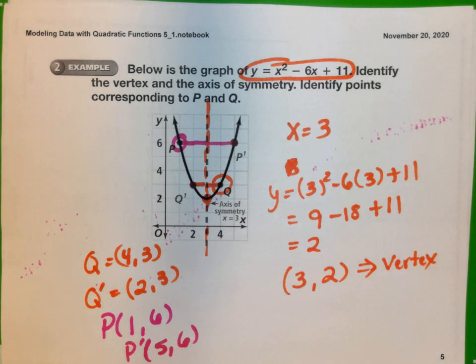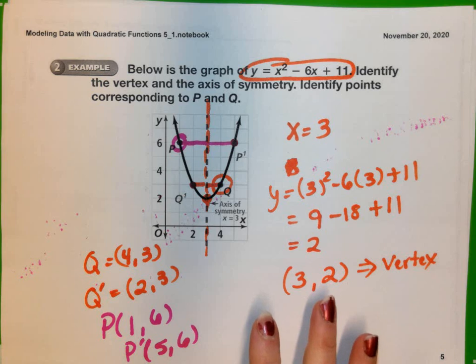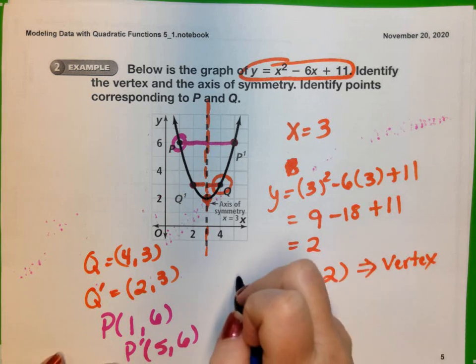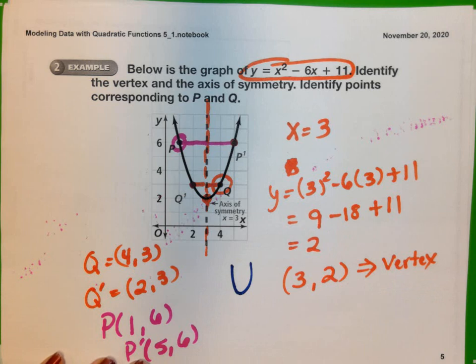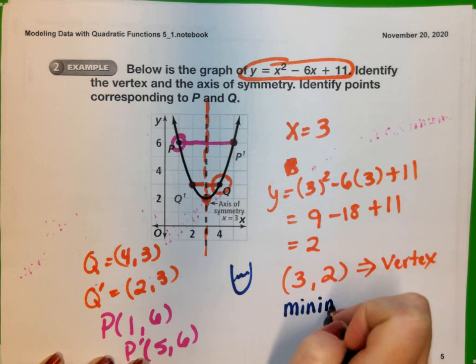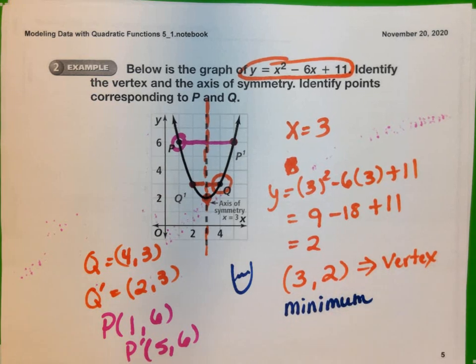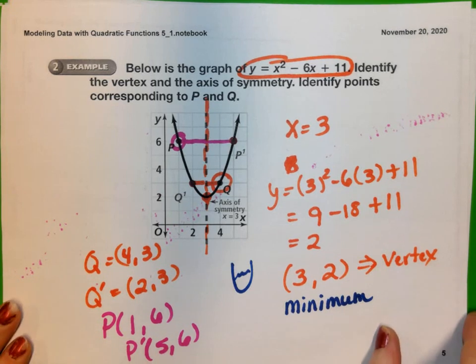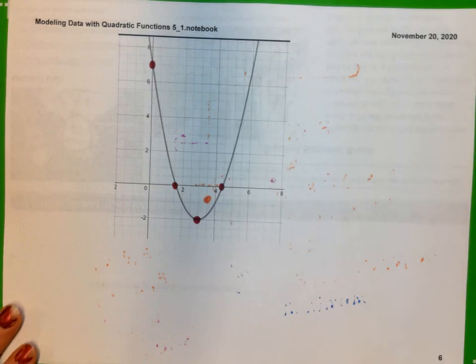Question, does this parabola have a maximum or a minimum at its vertex? Well, think about it. If it opens up and it holds water like a cup, then it has a minimum. So far, so good. Let's look at another one.